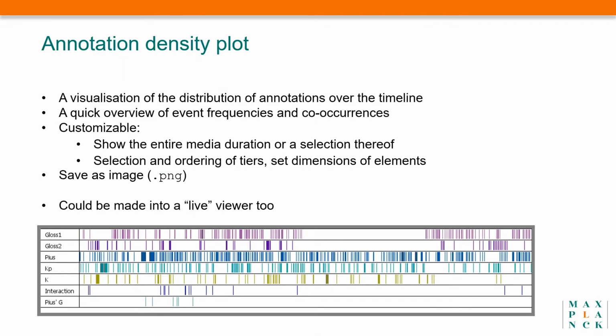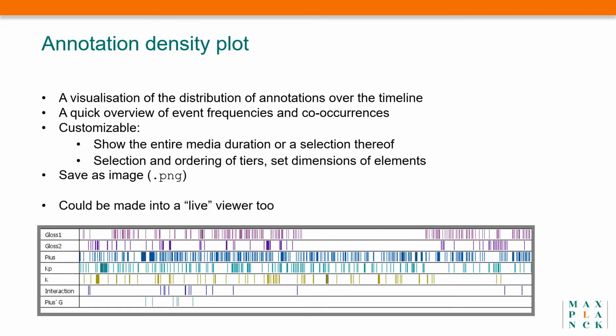The density plot shows the distribution of annotations over the timeline. It gives a quick overview of position, frequency and co-occurrences of annotated events. There are several configuration options. Tiers can be included or excluded, and their order can be set.